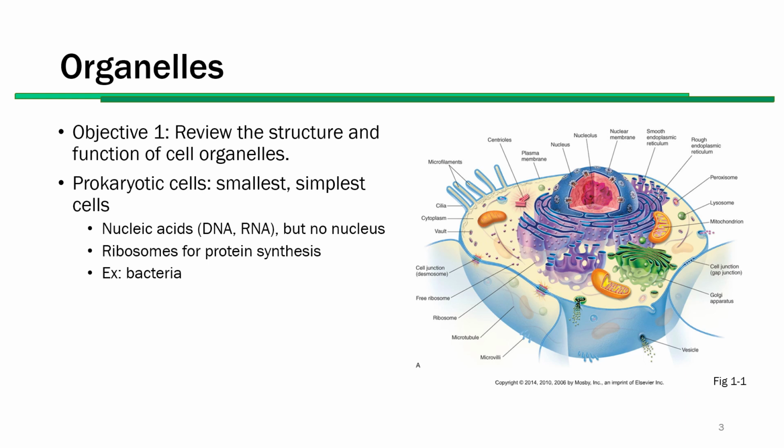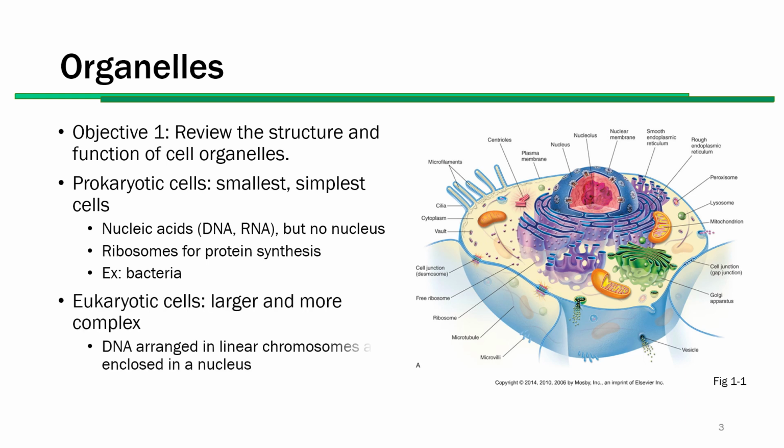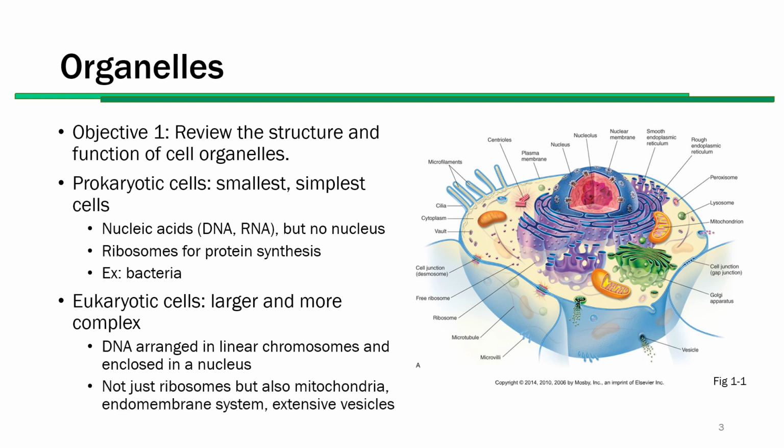The picture on here and what we mostly focus on are eukaryotic cells. Eukaryotic cells are larger and more complex, the DNA is arranged in linear chromosomes, and it's enclosed in a nucleus. They have not just ribosomes, but also mitochondria, an endomembrane system, and extensive vesicles, and we'll talk about all of those things. So eukaryotic cells are what we focus on in this class.